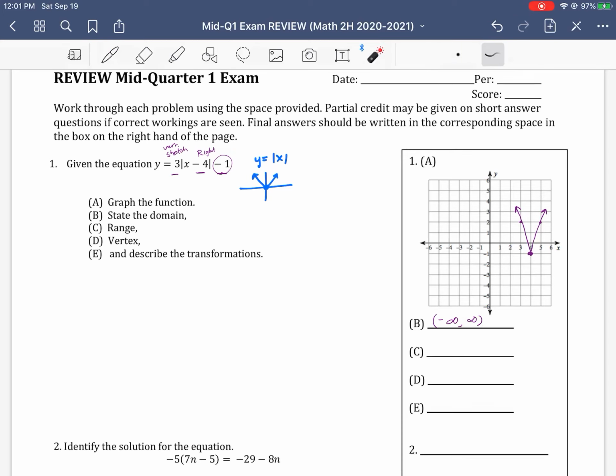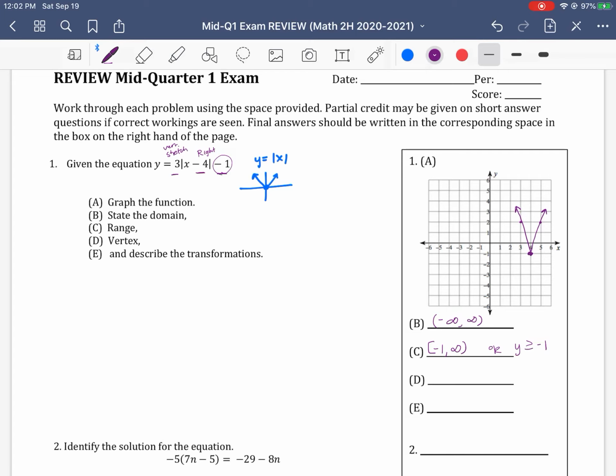The range, remember, the range is where the function exists in relation to our y-axis. So notice the graph starts here and it goes up forever. The graph never comes down here. So we would say that the y values are always -1 or greater. We can write that 2 ways: [-1, infinity), where we include the -1 value. Or again, if you like to use the inequality, y is always greater than or equal to -1.